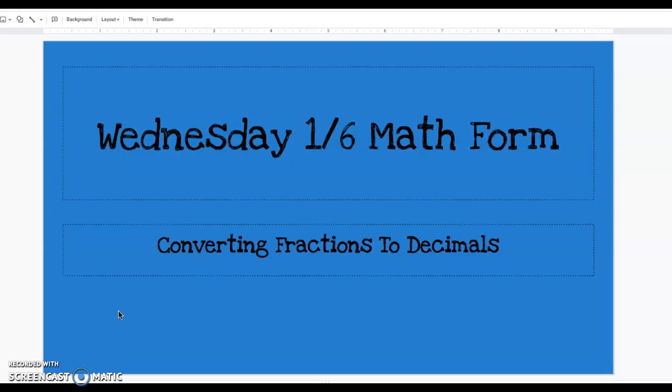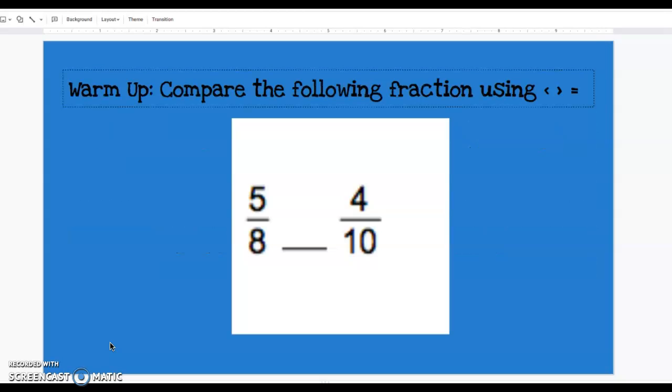Today we're going to work on converting fractions to decimals. But before we do that, let's do a little review. Compare the following fractions using less than, greater than, or equal to. Use everything you know about how you can figure out which fraction is larger or which fraction is smaller. When you're ready, hit play.